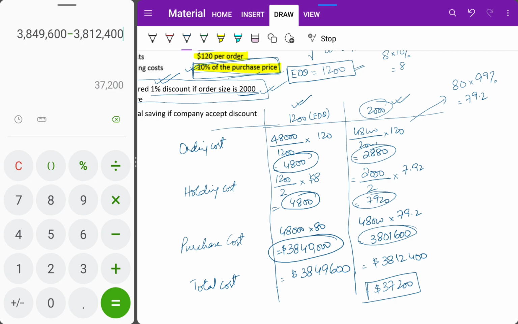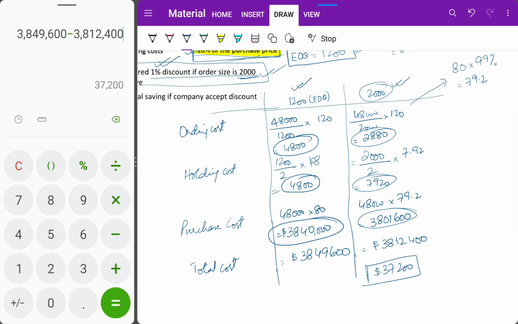So this is basically a very simple type of question. There are two takeaways of this question. The first one is that if your holding cost is dependent upon purchase price, then you have to consider the net purchase cost, right? And if there is a case of discount, then along with ordering cost and holding cost, you have to consider purchase cost as well, right?